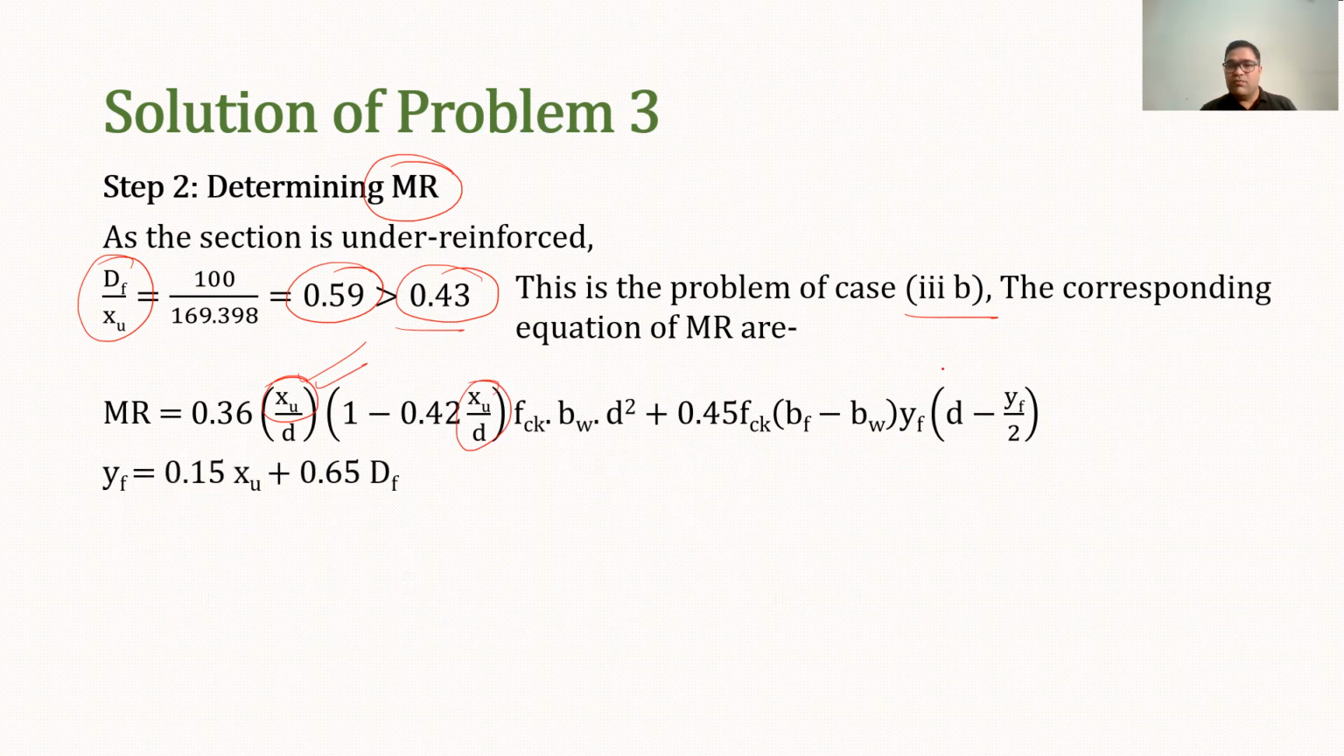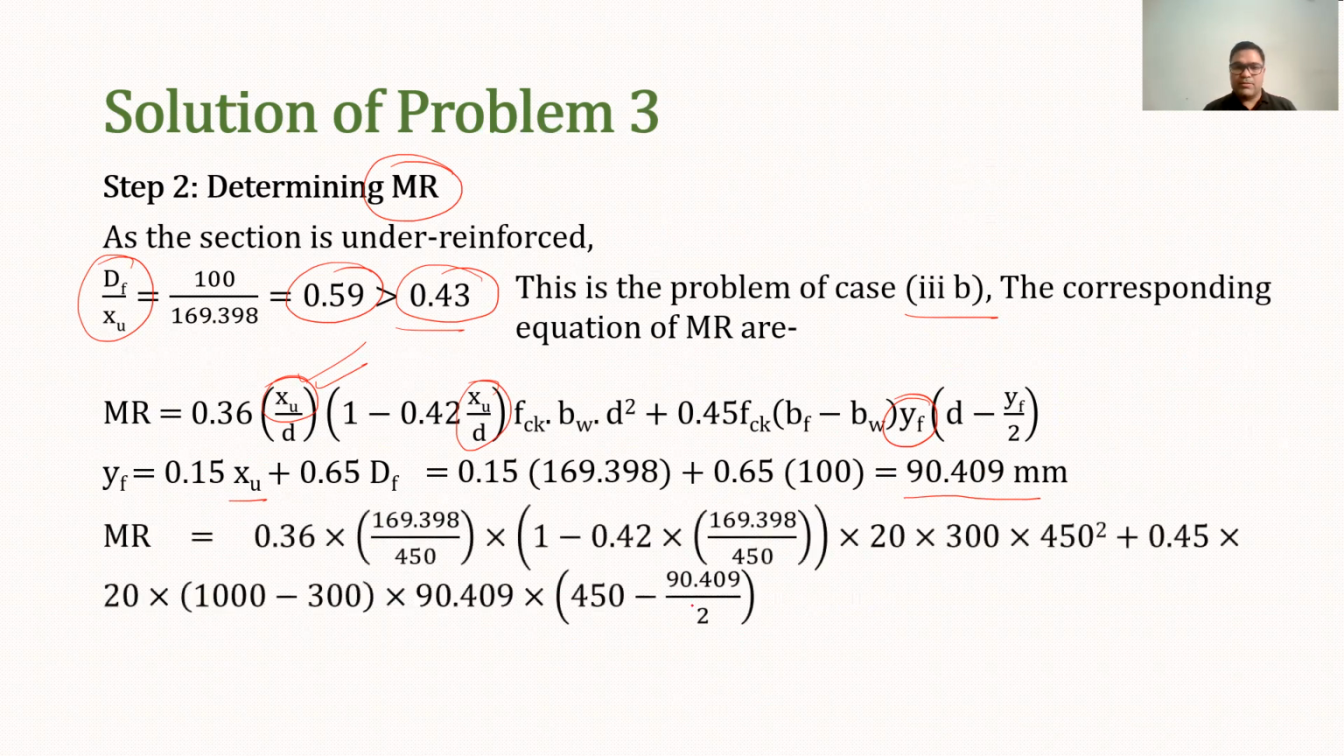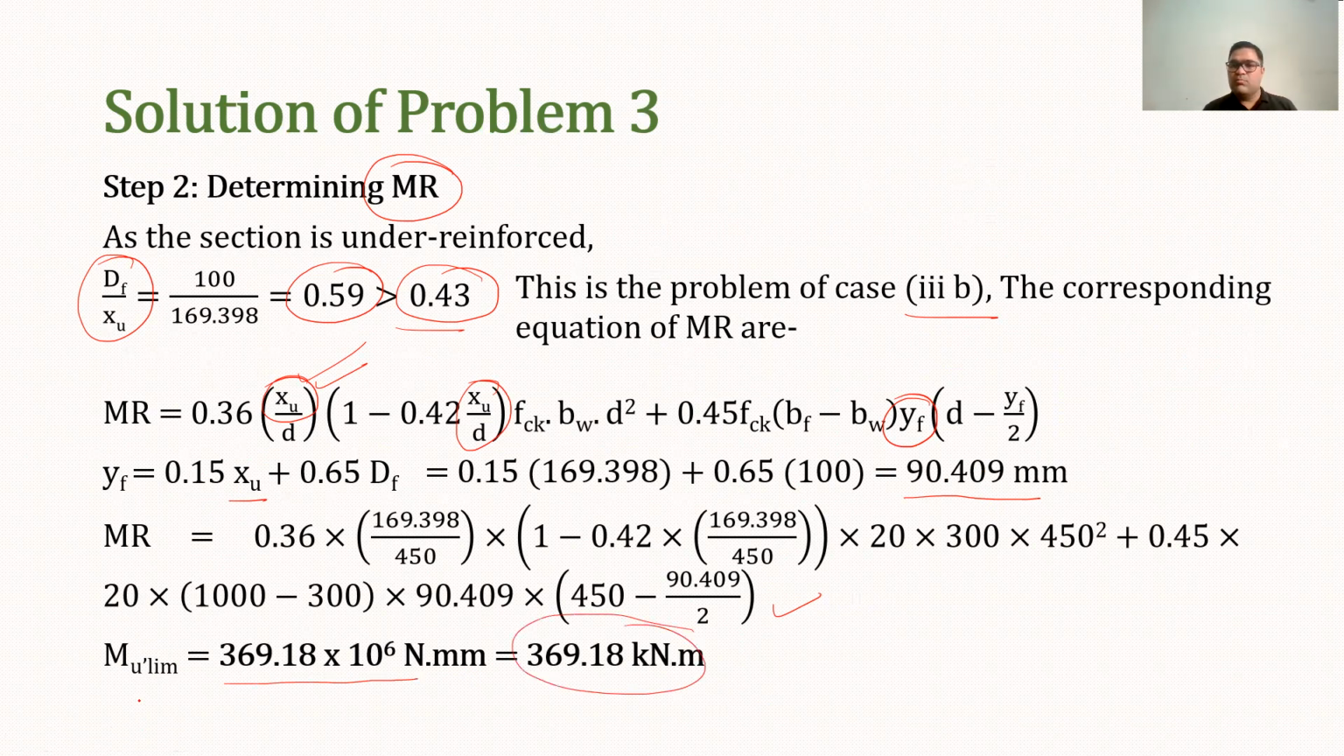But before that, we will be calculating the value of YF also. YF is also dependent on XU because our problem is under reinforced. So putting all the values, we get the value of YF as 90.409 mm. Now putting this YF value in the above equation, we get the MR value as 369.18 into 10 raised to power 6 Newton mm. So this is the moment of resistance for this problem.